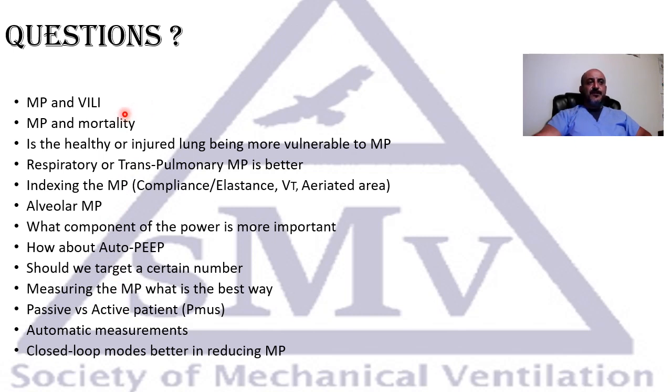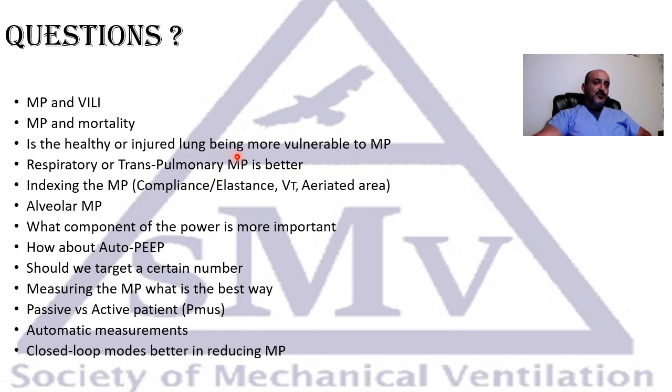One is mechanical power and ventilator-induced lung injury. The hypothesis is made that mechanical power is related to ventilator-induced lung injury, but I think we need more studies, especially on which components of the mechanical power are related to the lung injury. How about mechanical power and mortality? Again, lots of studies showed that it is related to mortality, although some other studies showed there was no correlation with mortality. Maybe they actually showed that the transpulmonary mechanical power might be more related.